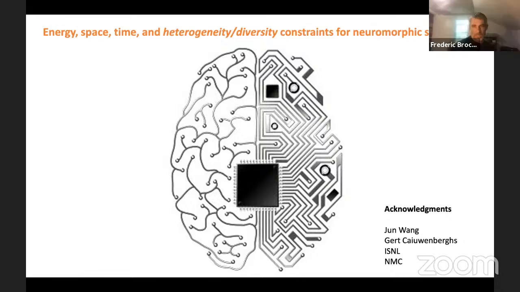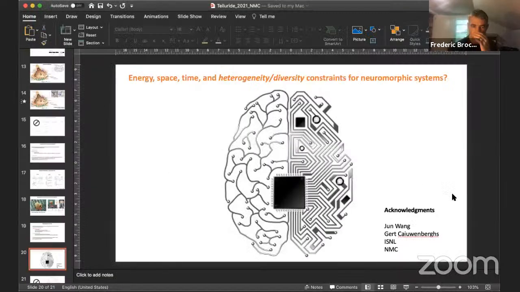And so in the acknowledgments, I would like to thank June and Gert, PhD students in Gert's lab. We've been doing experiments for the different kinds of synapses. And the people at the ISNL lab, and also the group with Rodolf in Cambridge; we've been working together a lot for the past years, and it is an active collaboration that gave some of those ideas.